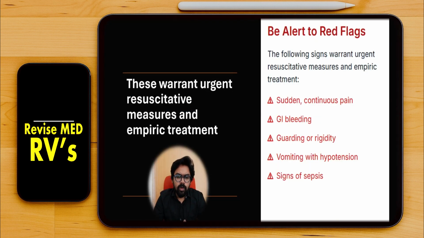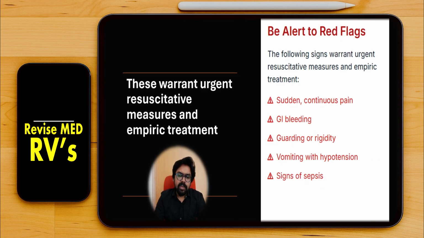case of SLE. Our most important job as a physician or as an emergency physician is to identify the red flag signs. So if the patient is having abdominal pain which is sudden and continuous, we should be very alert. Similarly, those who are presenting with GI bleeding, guarding or rigidity on examination, and associated with vomiting along with hypotension and any signs of sepsis, because these warrant urgent resuscitative measures as well as empirical treatment.